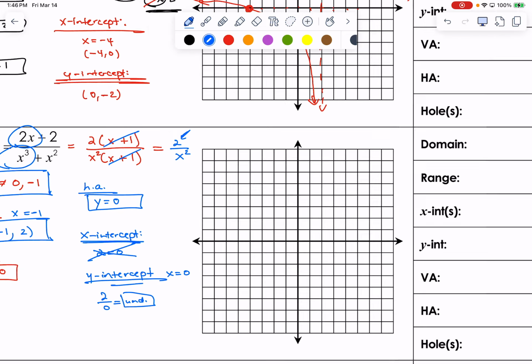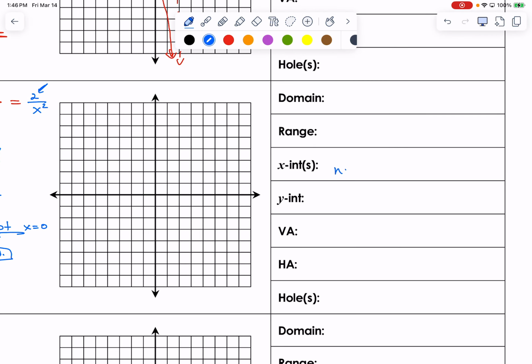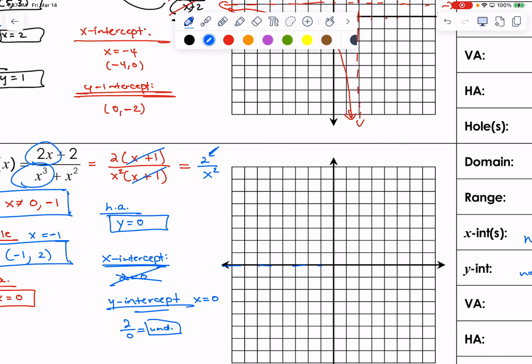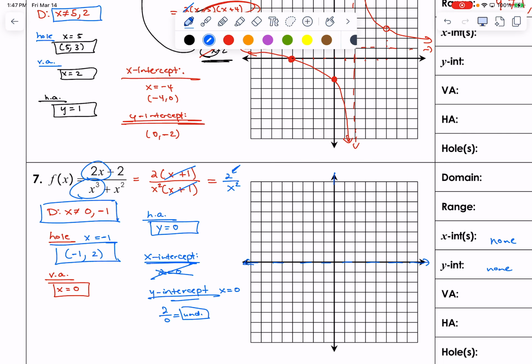So we've got no x-intercept. We've got a big none here. Okay, so don't mess that up. All right, so we got x equals 0. Now we got a hole at -1, 2. So there's my first boomerang.